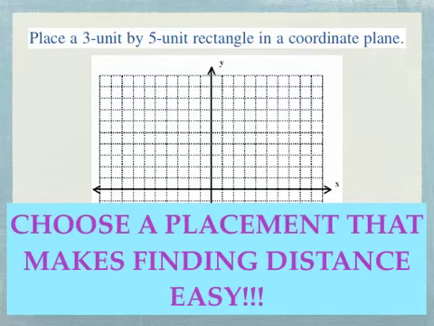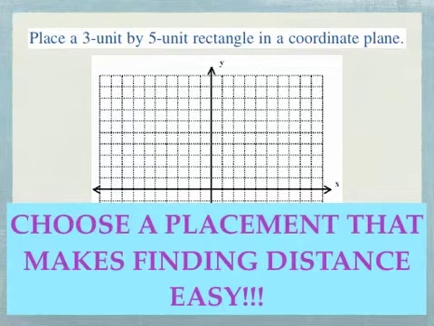This asks us to place a 3-unit by 5-unit rectangle in a coordinate plane. It's going to be important that you choose a placement that makes finding the distance easy. For a 3-unit by 5-unit rectangle, it's not going to really matter that much. The distance isn't going to be that difficult to find, but we are going to be trying to use the distance formula some here. Like I said, with rectangles, probably not as big of a deal because you're not going to have any diagonal lines, hopefully, if you're placing it correctly.